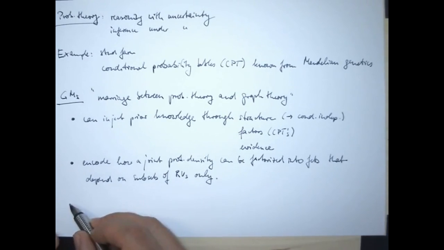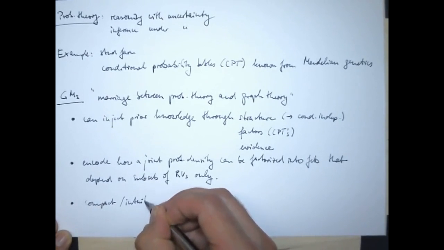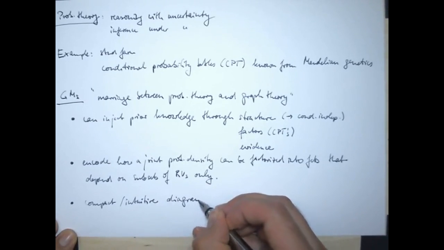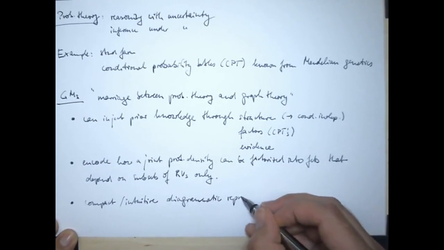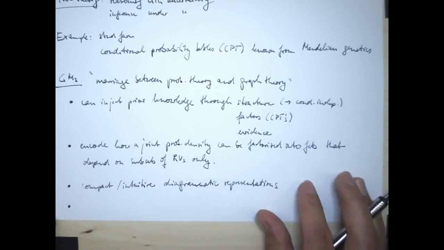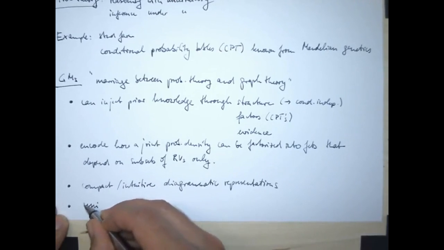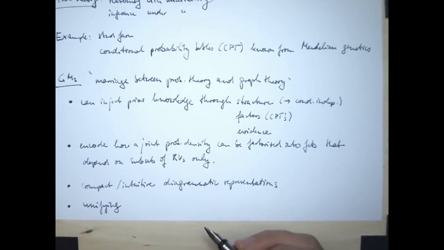Now, in addition, you get out compact and sometimes intuitive diagrammatic representations for your model. And it has become, in the last 15 years or so, an important unifying language for a number of approaches that were developed in machine learning, but also for methods that had been previously invented in other fields.